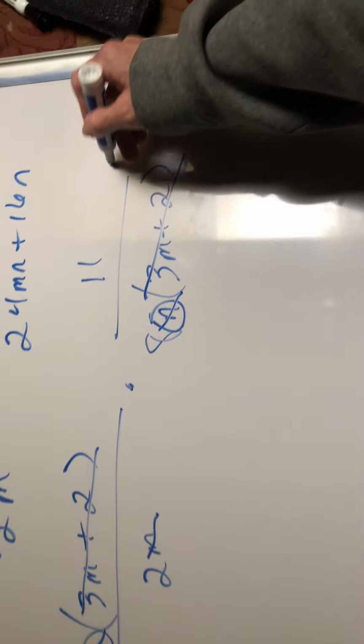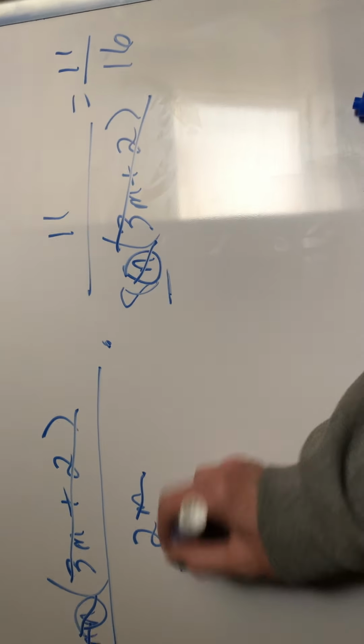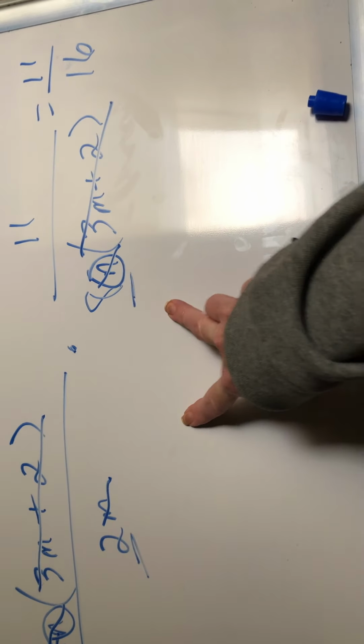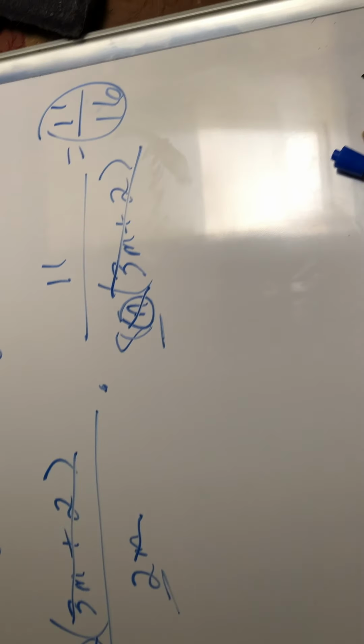And then nothing else cancels. That leaves an 11 over 16 because there's an 8 and a 2 left on the bottom. So 2 times 8, 16, and then 11 on the top. So 11 over 16.